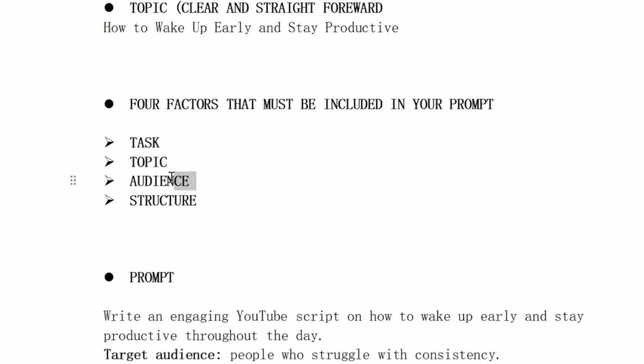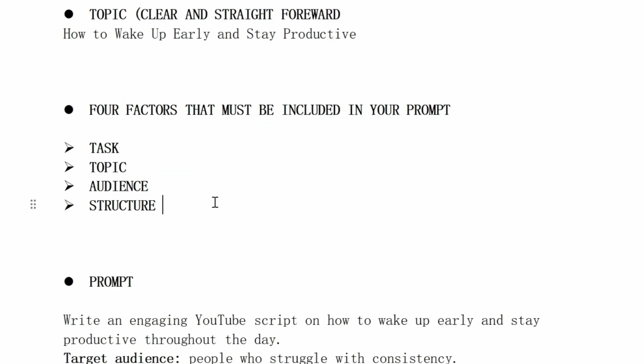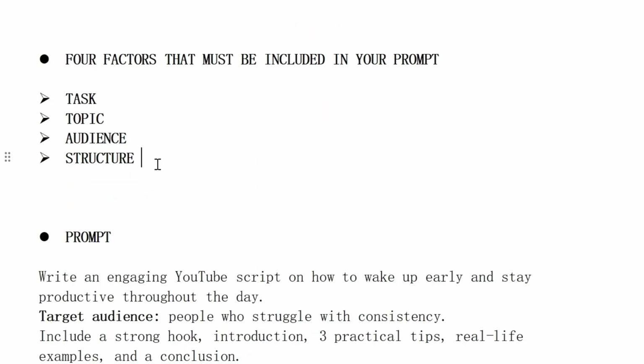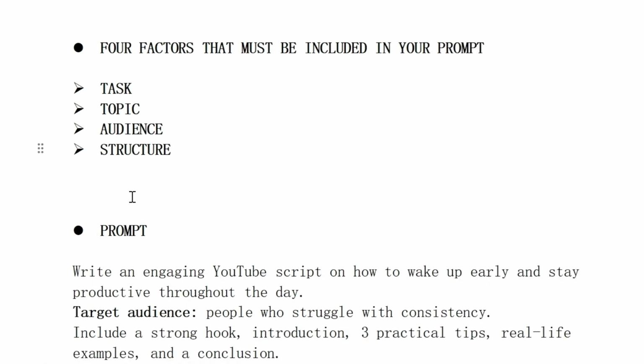the third one is audience. You must target the right audience. As you know, we have different sets of people in this world, and your video must be based on one particular group of people. And the last one is structure. You need to structure your prompts in a way that will help ChatGPT to arrange your information according to how you are expecting it to be. While writing your prompt, task must be first, topic will follow, and audience will be the fourth one.